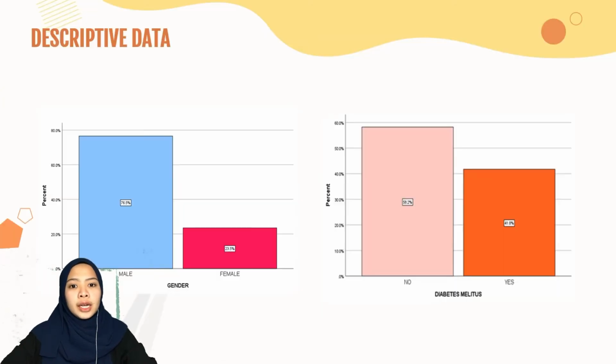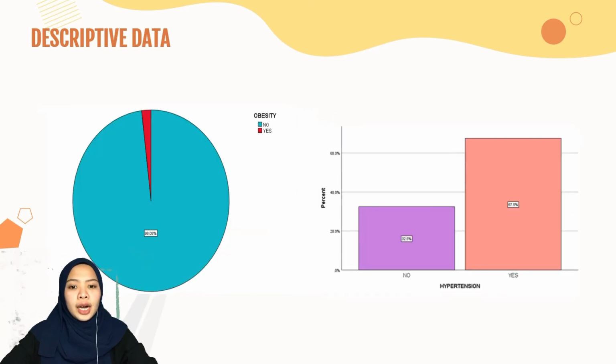First of all, I will explain the results from the descriptive data. From the gender bar chart, it shows that male patients have the highest percentage, at 76.5%. Besides that, most of the patients who underwent CABG surgery were not diagnosed with diabetes mellitus.